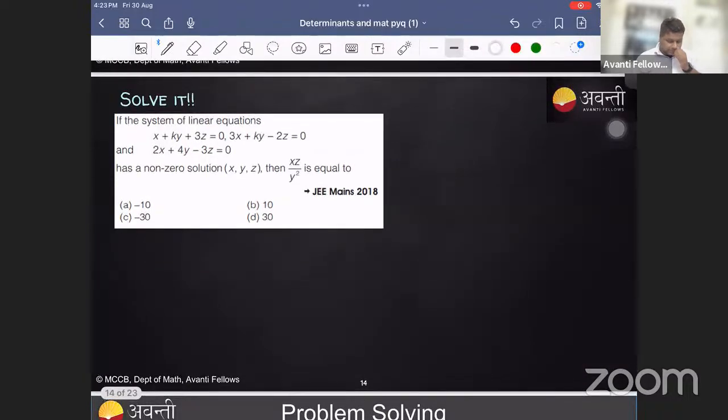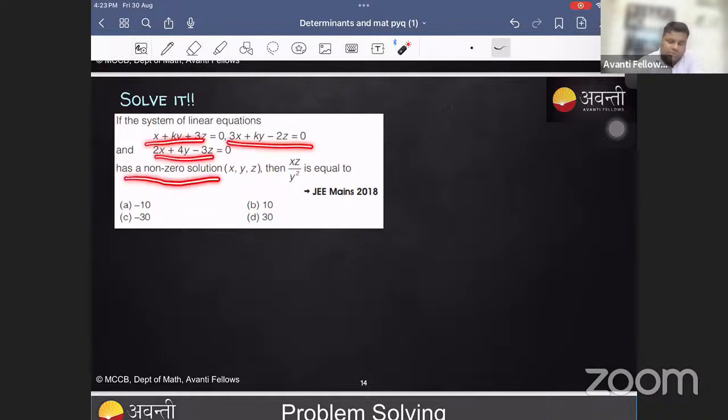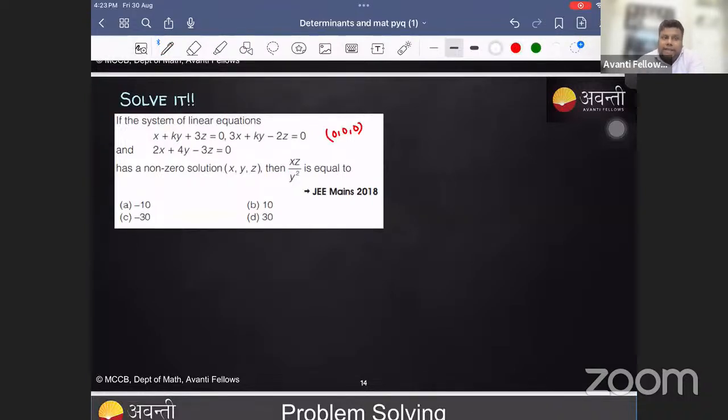Now see a question. If the system of linear equations x plus ky plus 3z equal to 0, 3x plus ky minus 2z equal to 0, and 2x plus 4y minus 3z equal to 0. All right, they are saying this system is having non-zero solution. Now see, all the three equations are already being satisfied by 0, 0, 0. If it is so, that means the system is already having trivial solution. Now they are saying system is having non-trivial solution also. That means its D will be 0. So doing D 0 means the determinant 1, k, 3, 3, k, minus 2, 2, 4, minus 3 is going to be 0.